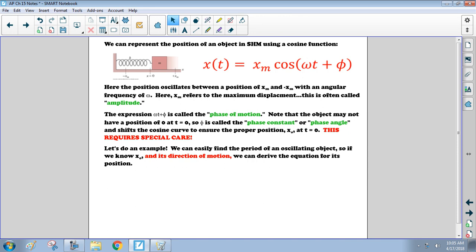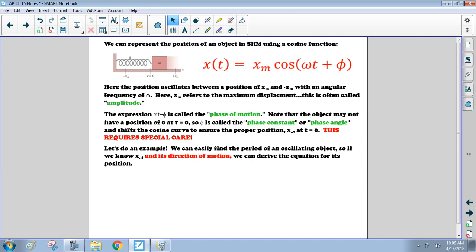All of this simple harmonic motion can be expressed using a trig function. We're going to use cosine, okay? So xm is basically the amplitude. It's the maximum displacement that your object achieves, okay? Which should kind of make sense, right?